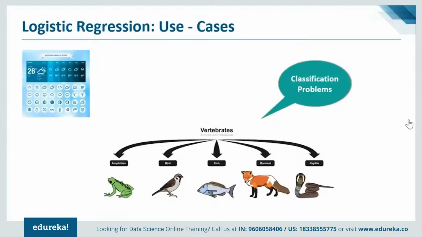Now moving ahead, we have classification problems. Here it can perform multi-class classification. It can help you tell whether it's a bird or it's not a bird. Then you can classify different kinds of mammals, let's say whether it's a dog or it's not a dog.